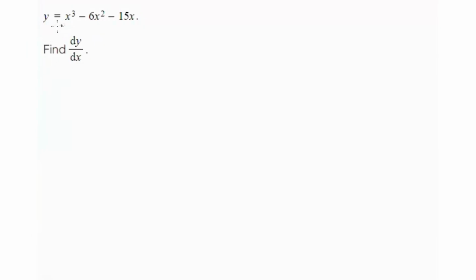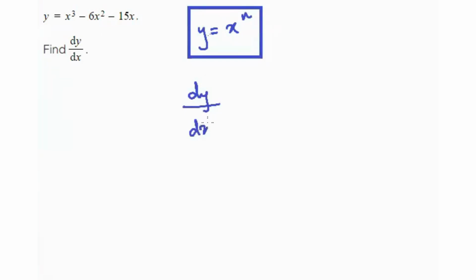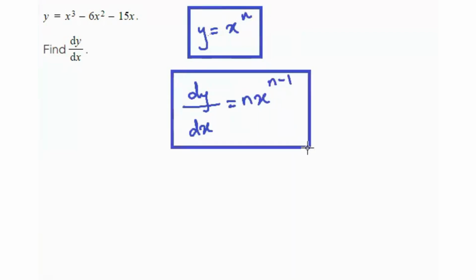We have an equation y equals x cubed minus 6x squared minus 15x, and we have to differentiate this. So let's first assume that we have an equation y equals x to the power of n. To differentiate it, I will bring the power down and I will subtract 1 from the power. So that's how we differentiate a polynomial.